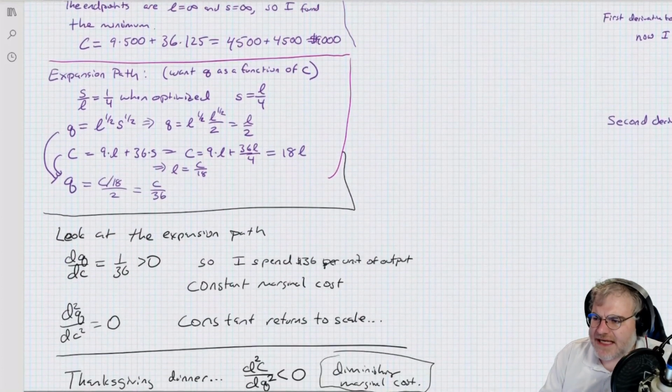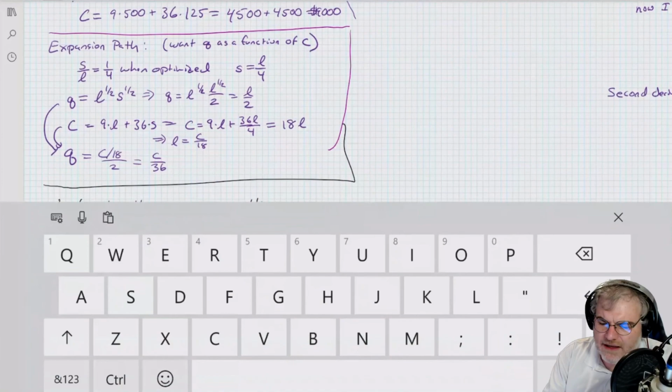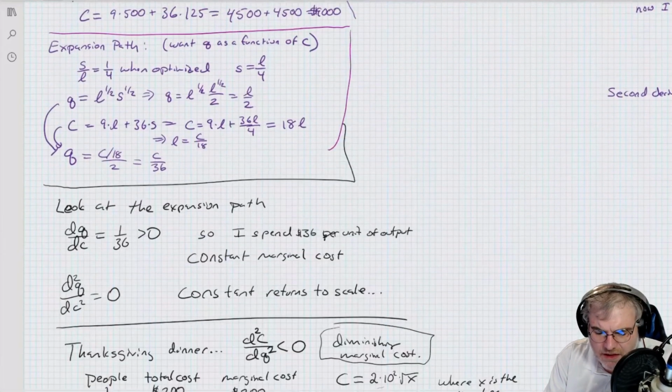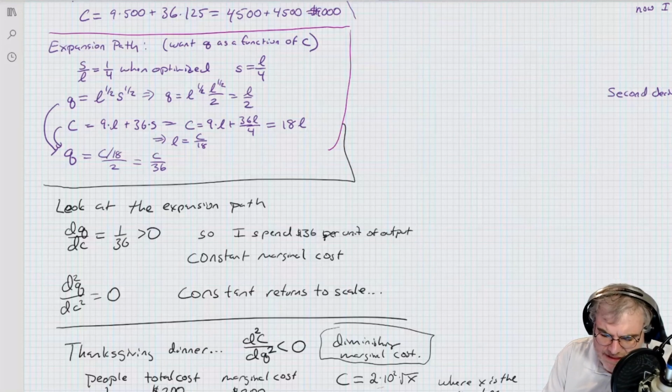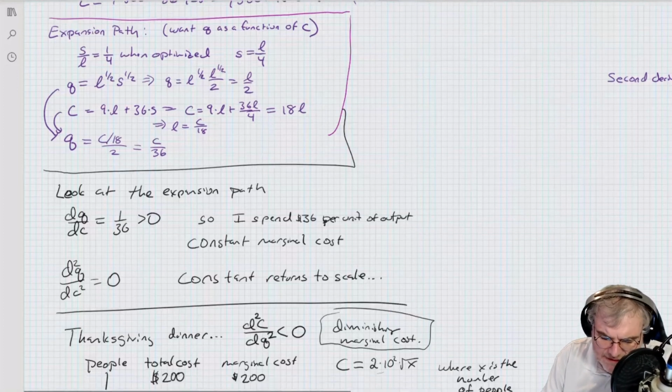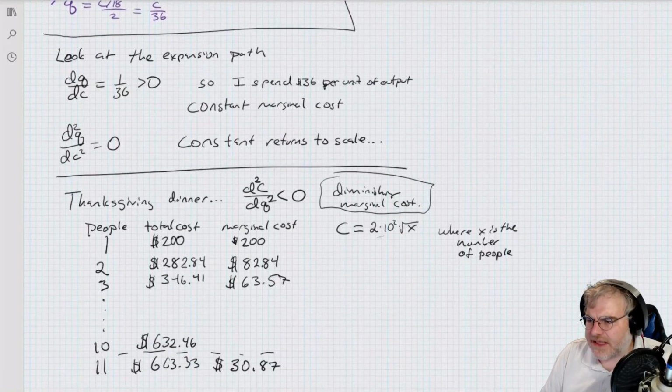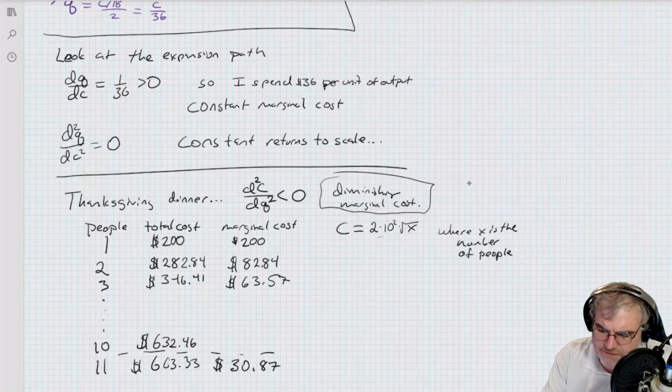And then we talked about this idea that I can solve for an expansion path that will give me the cost per quantity, or the money per output. And then I talked about constant marginal returns, constant returns to scale. This idea that here I've got a marginal cost of that, and then I've got this constant thing, and then I want to think about what it means to be concave in terms of Thanksgiving dinner. So this is concavity in terms of Thanksgiving dinner.